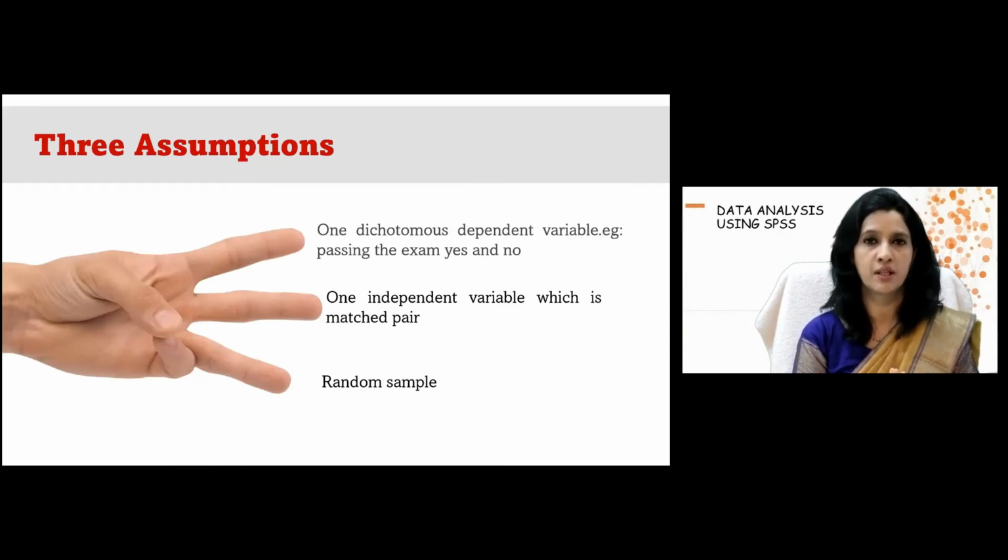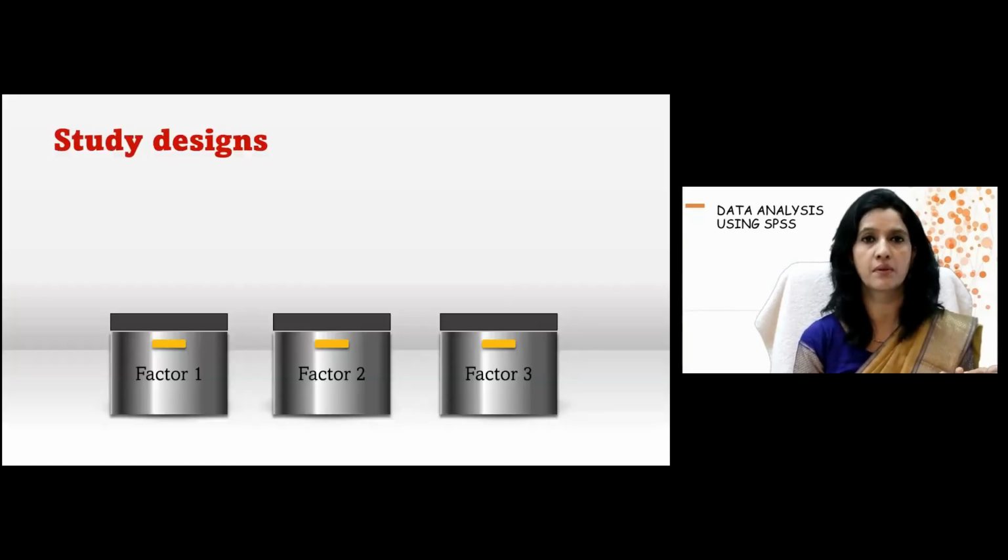So basically it has three assumptions. There should be one dichotomous dependent variable, like we have seen passing exam, yes or no, or anemia, yes or no. Any dichotomous variable which has two outcomes, and the independent variable is a matched pair. So the independent variable is basically a matched pair, or two different time points, or two different conditions. It is a matched pair, and it should be a random sample.